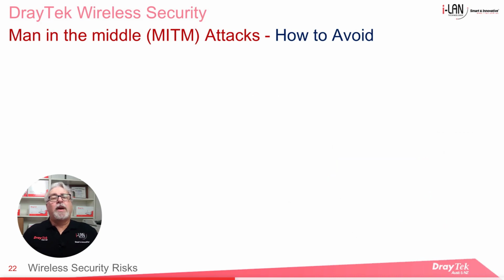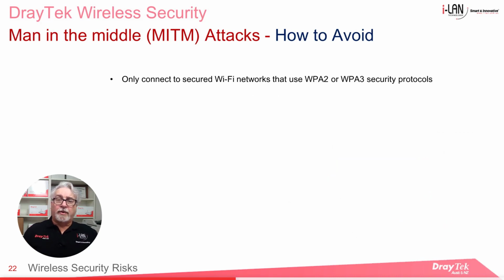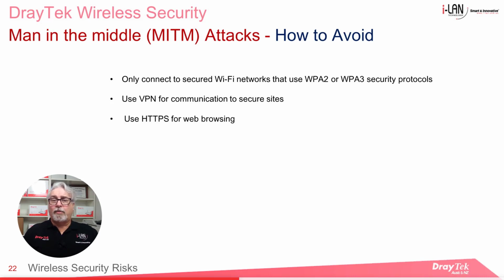So what can be done? First off, only connect to secured Wi-Fi networks that use WPA2 or WPA3 security protocols. Use a VPN for communication to secure sites. Use HTTPS for web browsing. This way any communication is encrypted, making it more difficult for the attacker. There's an extension available for popular browsers called HTTPS Everywhere that makes this easy.